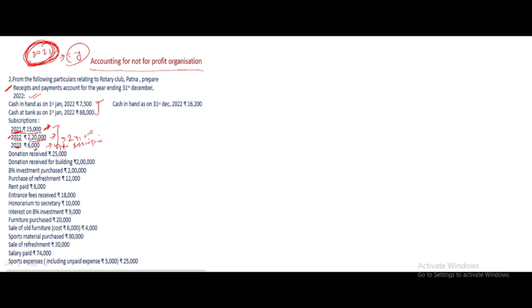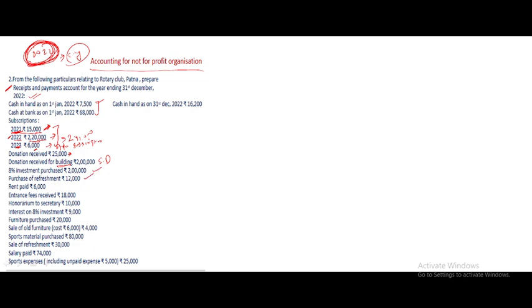Okay, next, donation received 25,000. This is the general donation. Donation received for building, 2 lakh. This is a special donation. A special donation means donation received for a specific purpose, such as donation received for building, or for furniture. Donation received for some specific purpose is called a special donation. 8% investment purchase, 2 lakh.